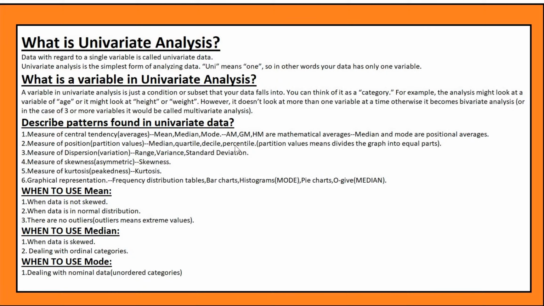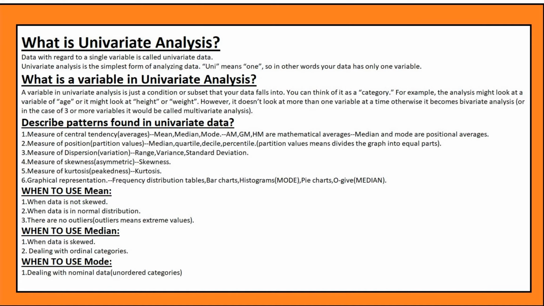Measure of dispersion or variation, for that we use range, variance and standard deviation. Whether the data is symmetric or asymmetric, we can get to know by the measure of skewness. And measure of kurtosis decides the peakedness. We can represent the data through graphs by frequency distribution table, bar charts, histogram, pie chart and ogive. We can find the mode graphically through histograms, and we can find the median through ogive.